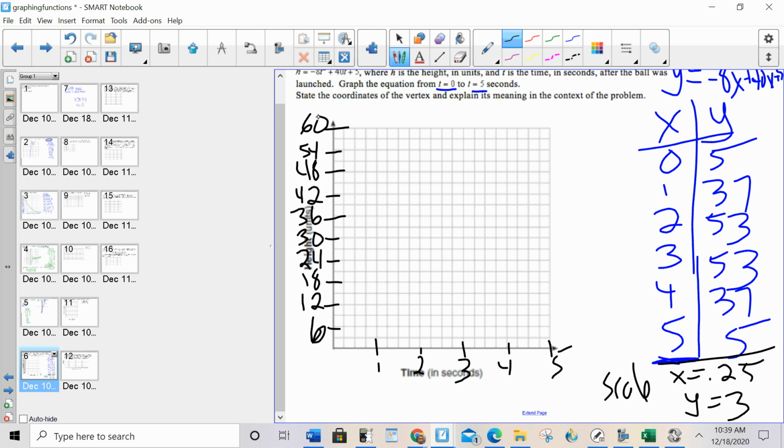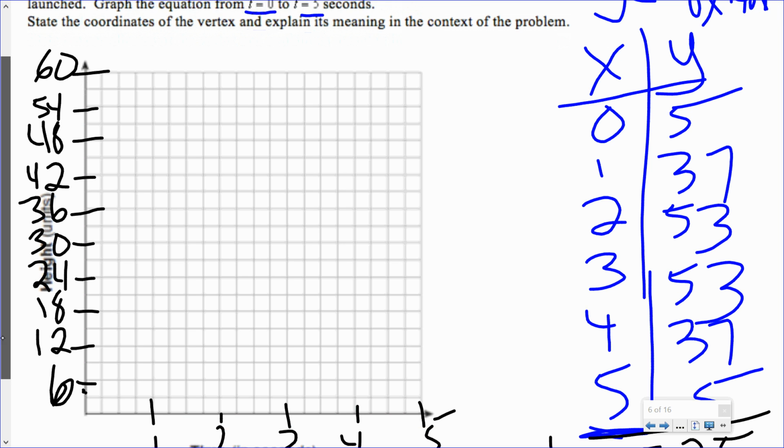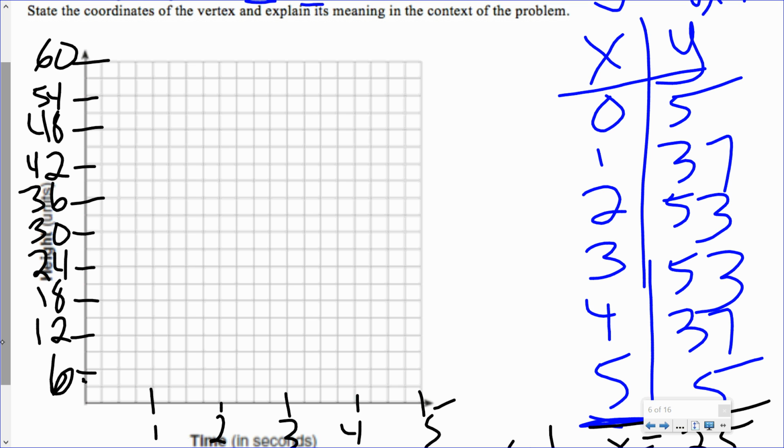Now I can plot points. 0, 5. Let me just make this bigger so it'll be a little bit easier for me to plot. 5 is just below the 6. 1, 37. 37 is going to be right above the 36. 2, 53. 53 is going to be right below the 54. 3, 53. 4, 37 is right above the 36. 5, 5.